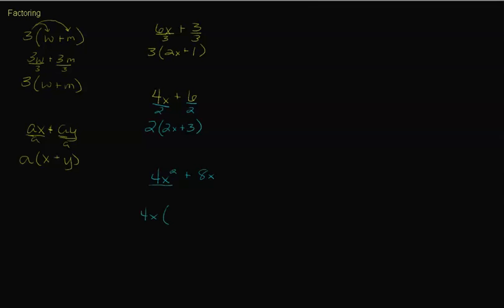4x squared divided by 4x is just going to be x. 8x divided by 4x is just going to be 2. So your answer is 4x with a parentheses x plus 2. All right, so not very difficult. Let's do a couple more. 9x plus 12. Pause it and see if you can do this one on your own.